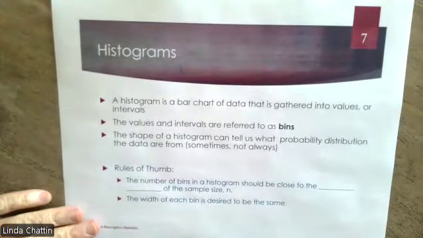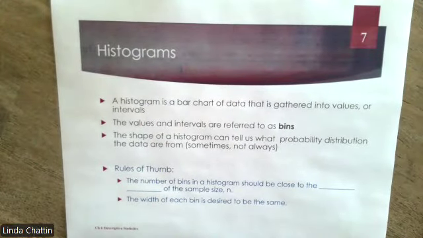Now we're going to go into the second part of chapter 6 that is important, that has nothing to do with what I just said. And that is, what is a histogram? A histogram is just a bar chart. You've been making them for a while, probably even in elementary school. But I'm going to refer to the values in these intervals as bins. So basically, I'm going to take the data and chuck them into bins. The shape of a histogram can actually tell us what probability distribution the data might be from. Not necessarily, but might be.